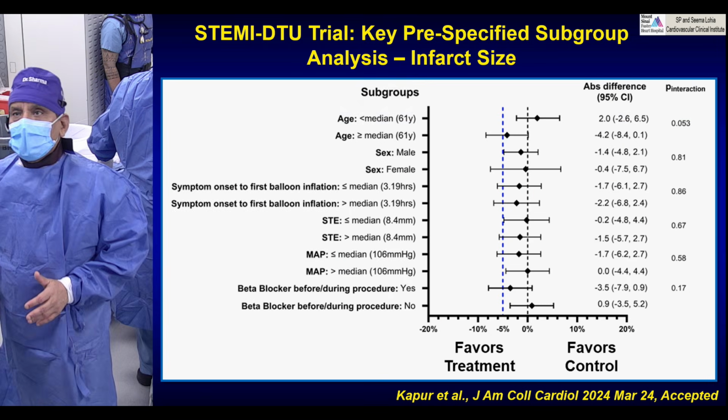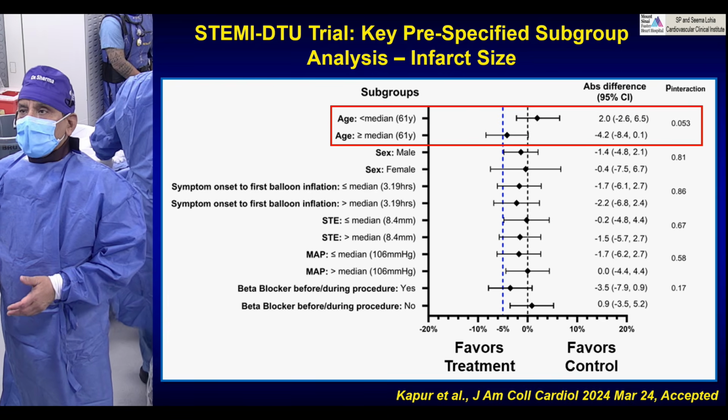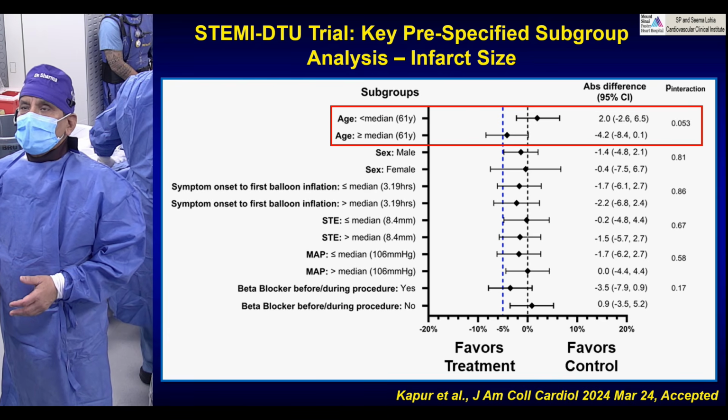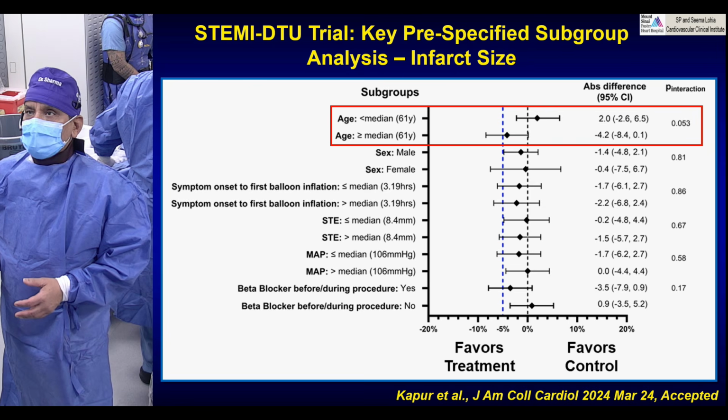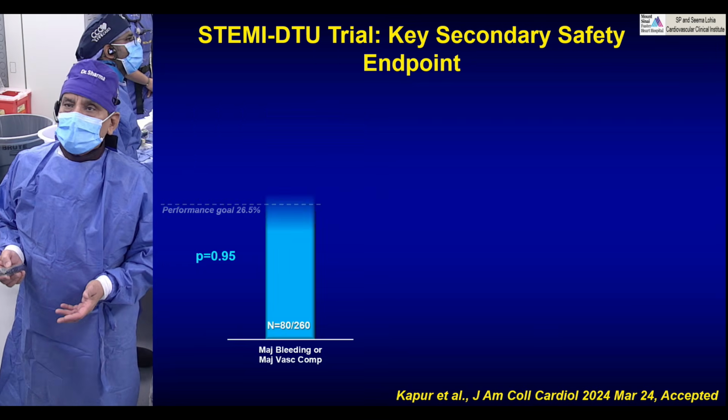And the biggest surprise which we got in terms of age was that yes, the treatment Impella was a little more beneficial in patients more than 61 years of age or with beta blocker administration. But I think this is minor.